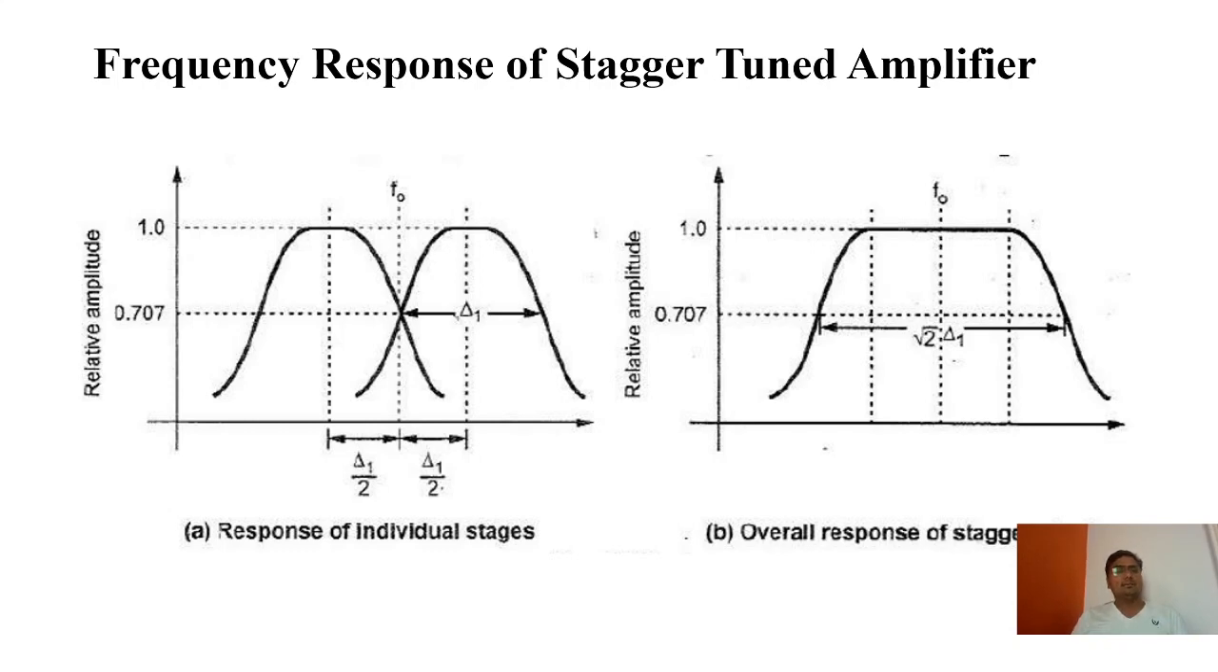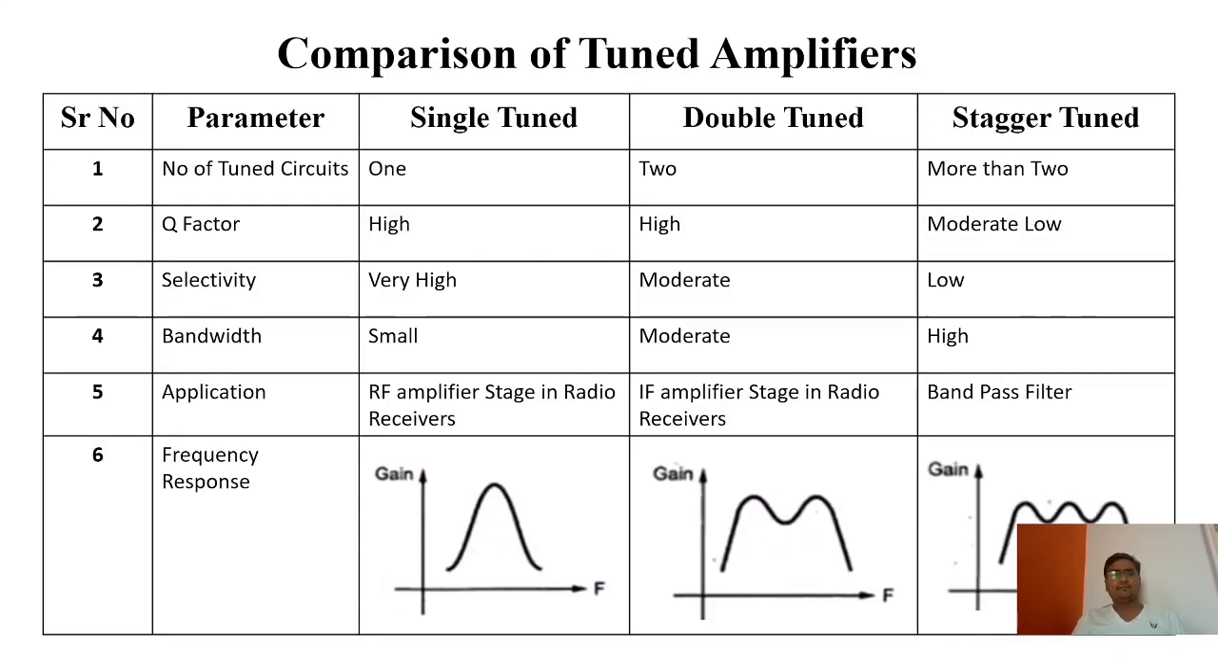Right. Now apart from that, let me compare the tuned amplifiers we have studied, as this comparison will be the last part of this chapter. Now I'm comparing the single tune, double tune and stagger tuned amplifier with some parameters. See, I'm considering 6 parameters.